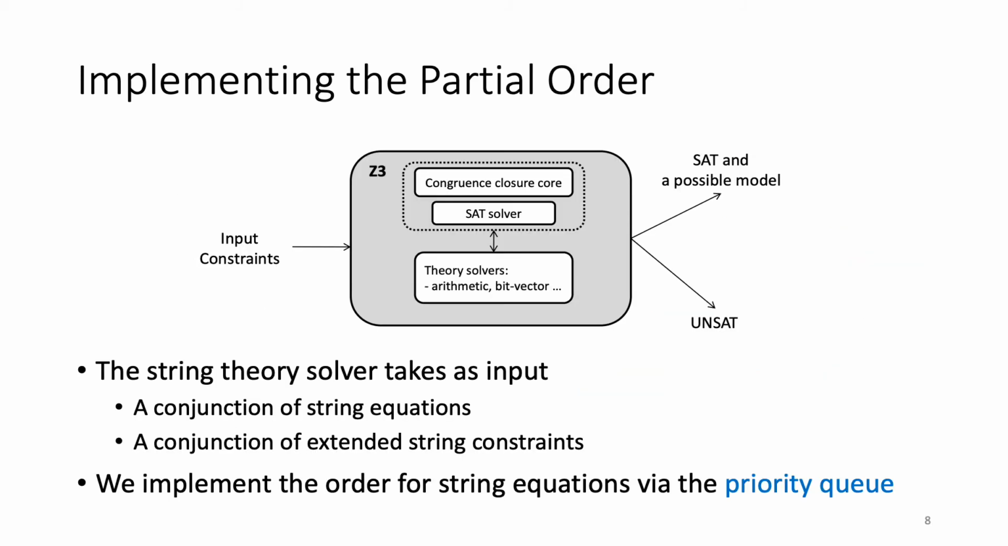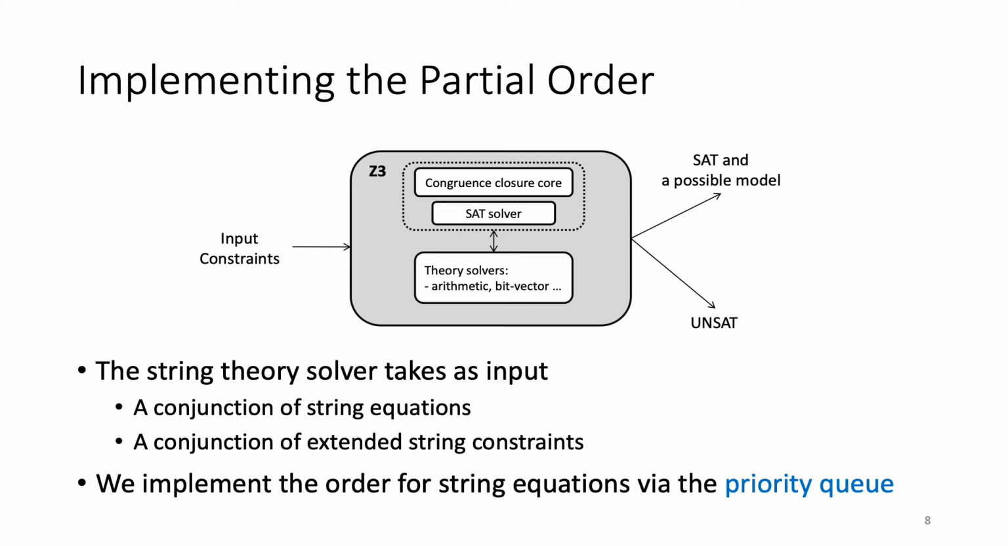Now I will discuss how we implement the analysis inside an SMT solver. In our implementation, we use the Z3 solver, but the technique is also applicable to other SMT solvers. In the figure, I show the main components of Z3, which contains a congruence closure core, a SAT solver, and multiple built-in theory solvers, such as bit-vector, array, arithmetic, string. Z3 takes as input a formula and returns a SAT answer, an UNSAT answer, or an unknown answer.